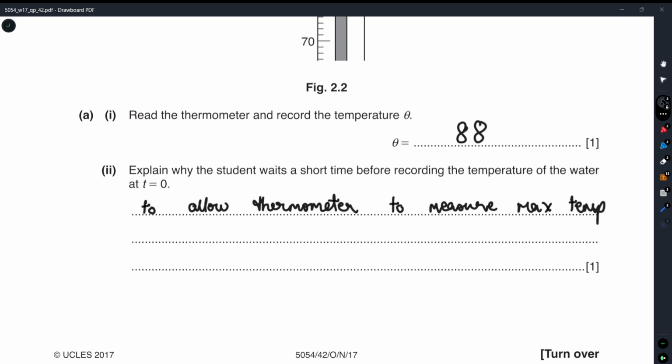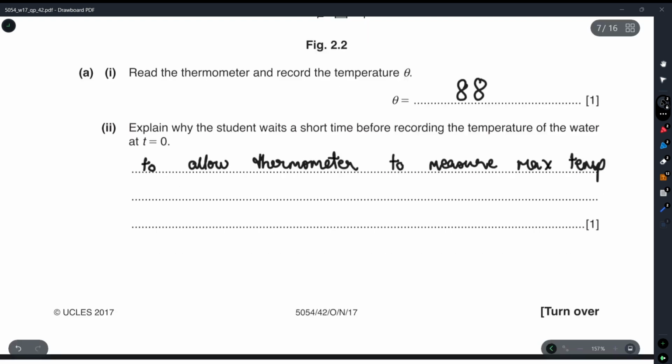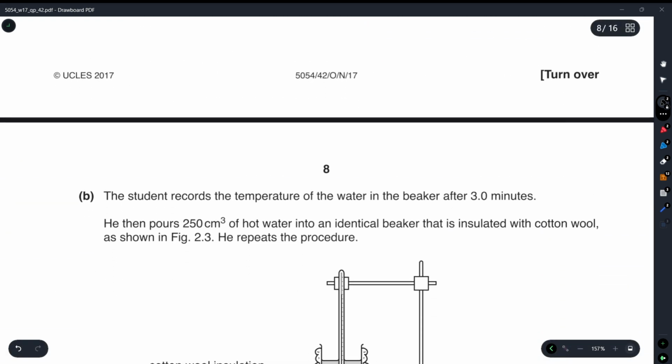You need to put it in your mouth and you need to let it stay in your mouth. You need to let the thermometer stay in your mouth for a while. And then eventually, after like 3-4 minutes, maybe it gives you a good reading. Okay, so that's exactly what's happening over here as well.